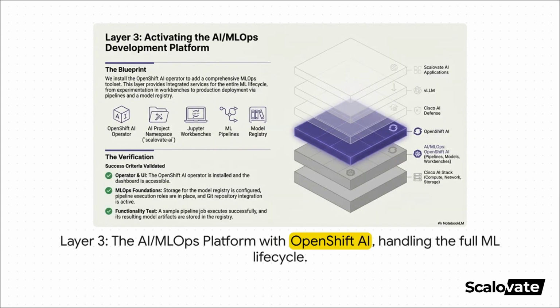Moving up to layer 3, this is where your data scientists and engineers get to work. It's the AI/MLOps platform. A tool like OpenShift AI gives them the whole workshop. Everything they need to experiment, build, train, and deploy their AI models in a really controlled and repeatable way.